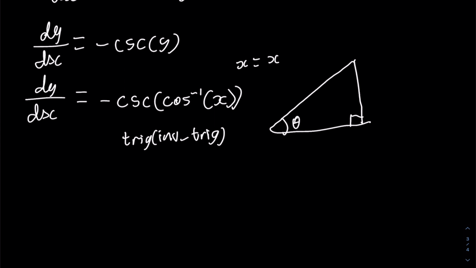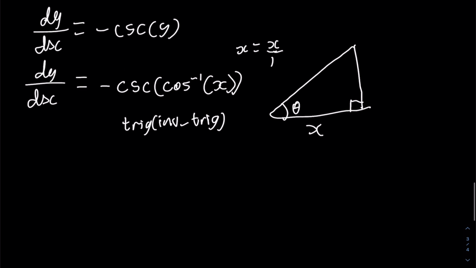We know that x is the same thing as x over 1. So the ratio must be x and then 1. And then by Pythagoras, we know that this missing side must be the square root of 1 squared minus x squared, which is just the square root of 1 minus x squared by Pythagoras' theorem.